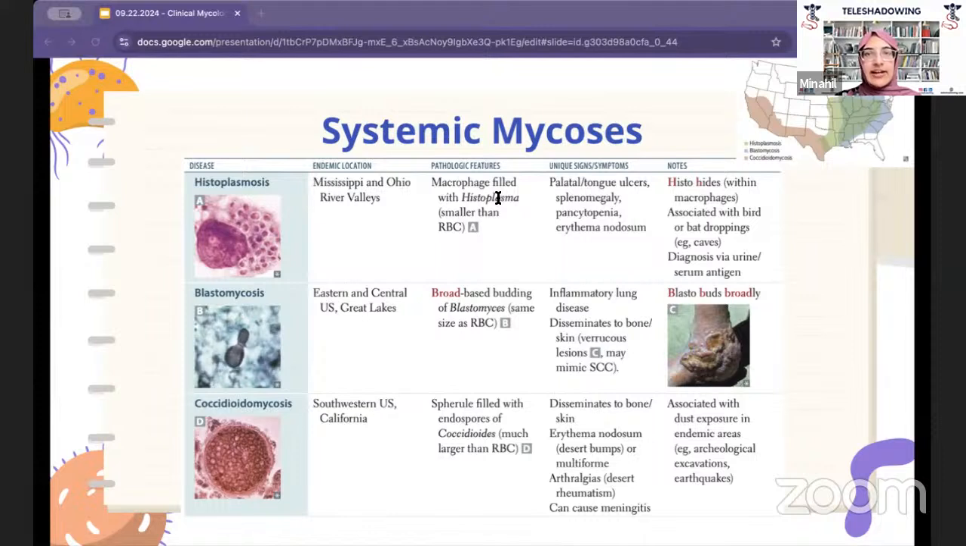The infection is transmitted by inhaling spores. It's present in soil that's contaminated by bird droppings and also in bat-infested caves. Sometimes I'll read a question about a patient who adventured in a bunch of caves and was hit by a bunch of bats coming out of the cave. That's usually indicative of histoplasma because I know that it's found in soil contaminated in bat-infested caves.